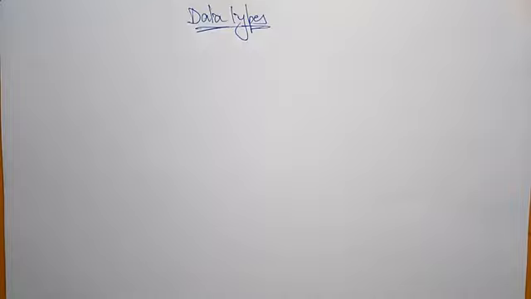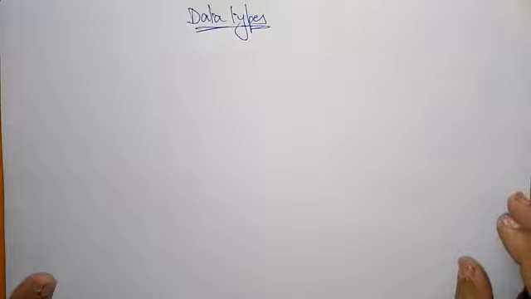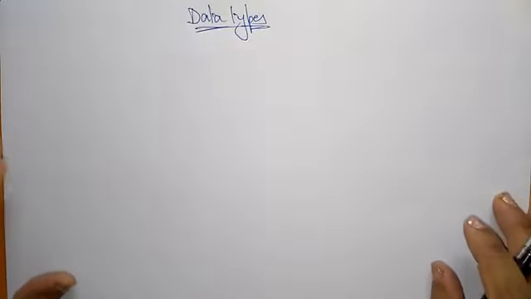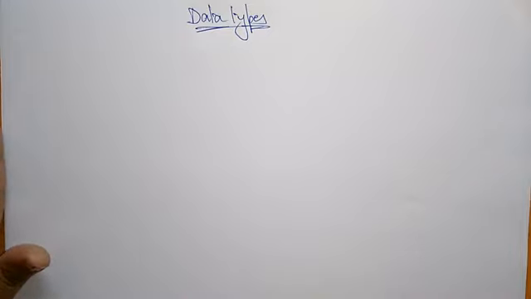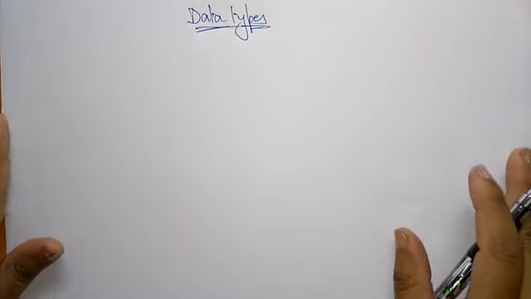Students, welcome back. In the previous video, I explained about the variable declarations. Now coming to the different data types that are used in the C programming. So variables are nothing but a name given to a memory location.